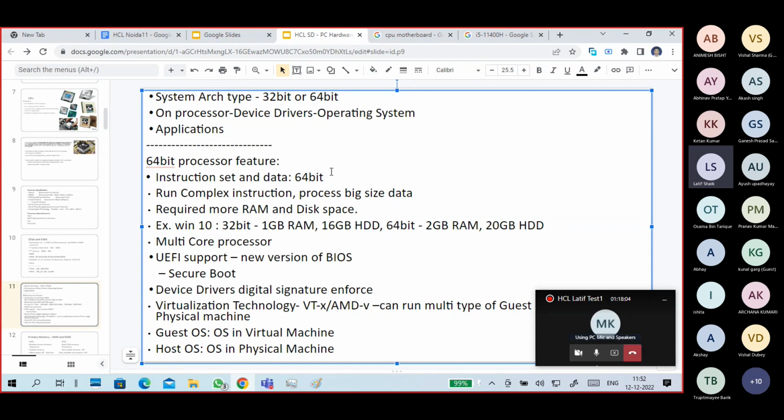Okay, possible. Now 2-core, 4-core processors are there now. That is also possible with 64-bit. Virtualization technology is provided. It means multiple virtual machines we can run in a single machine.